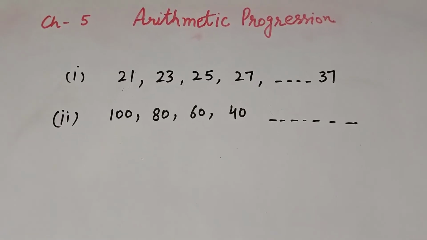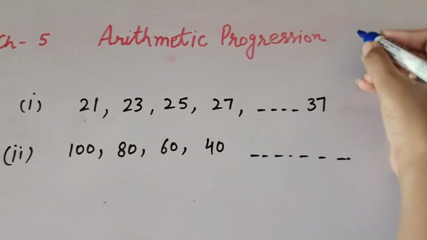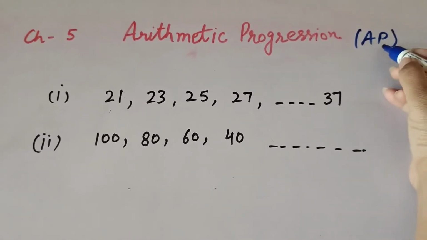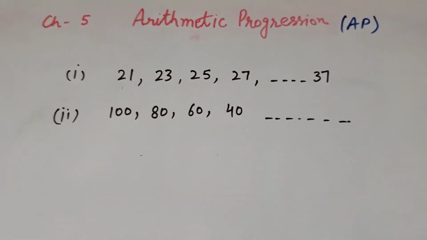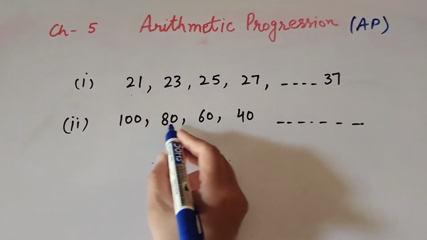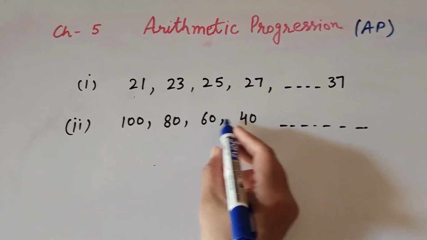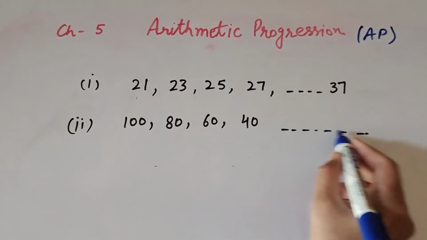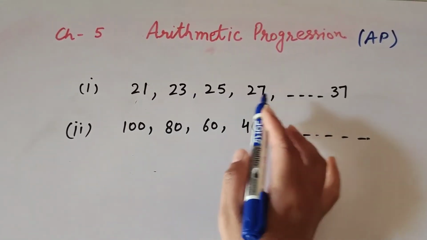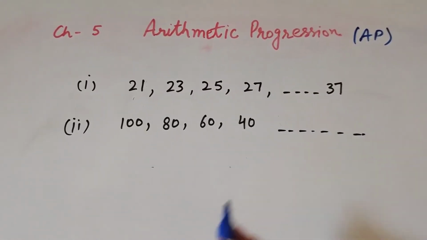So now we generalize the arithmetic progression. Arithmetic progression is denoted by AP. We also say it is AP series. In this there is a first term, second term, third term, fourth term, and so on. Again, in this first term, second term, third term, fourth term, and so on, last term is 37.